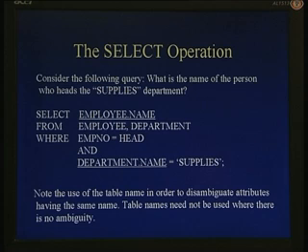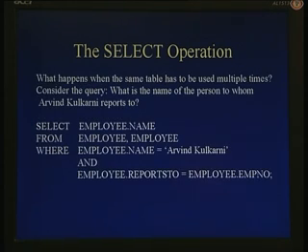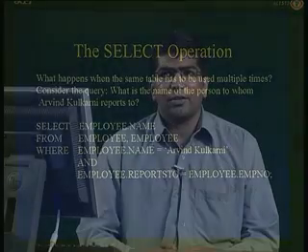However, this disambiguating of attributes by prepending them with the table name is not always sufficient. Consider the next query here. The query says, what is the name of the person to whom Arvind Kulkarni reports to. Here is an employee with name Arvind Kulkarni, and he reports to some person. Now we need to know the name of the person. Note that in the employee table, we only have the employee number of the person to whom each employee reports to. So obviously we need to have a join of the employee table on the employee table itself. That is, you have to have a self join for the employee table.